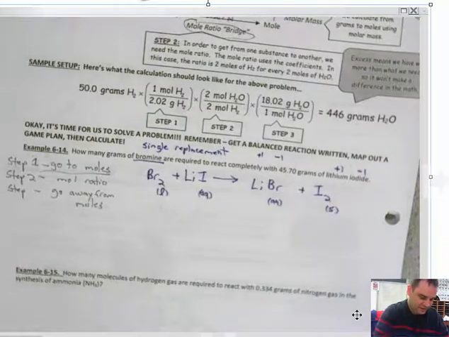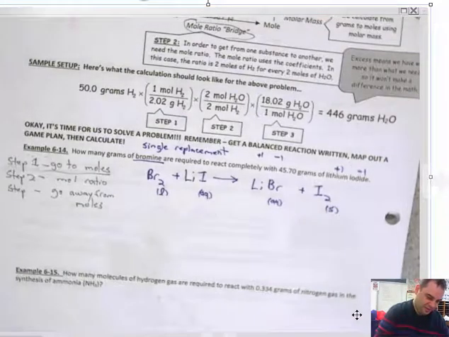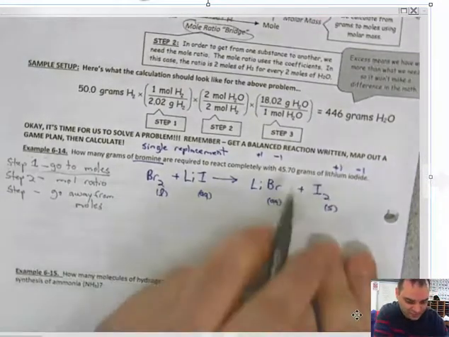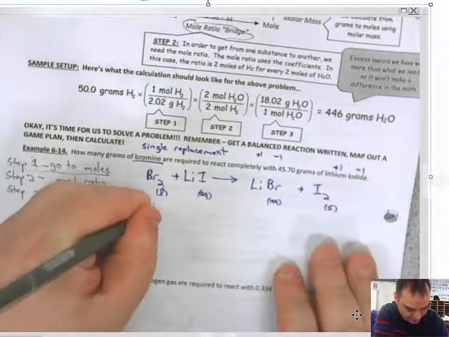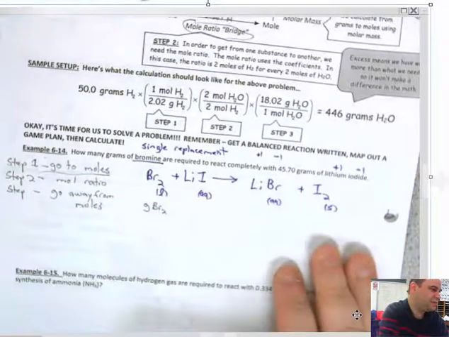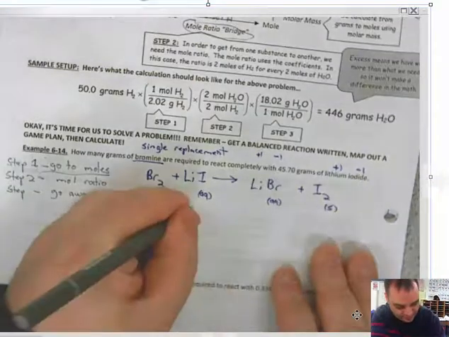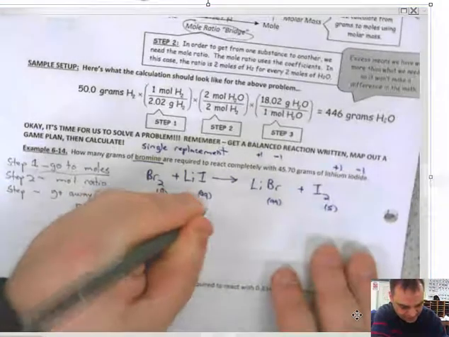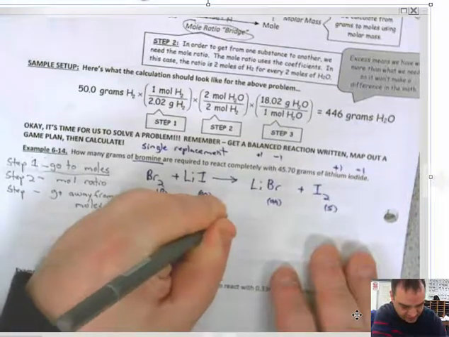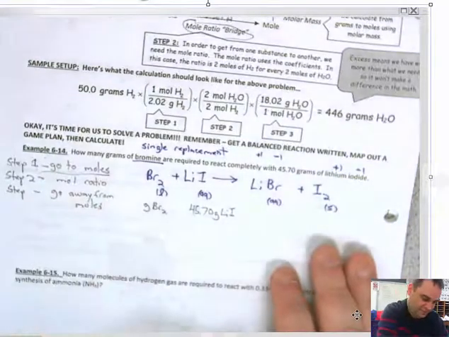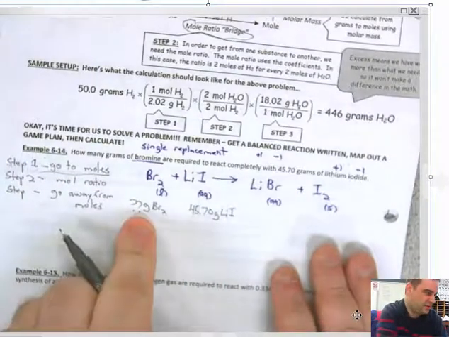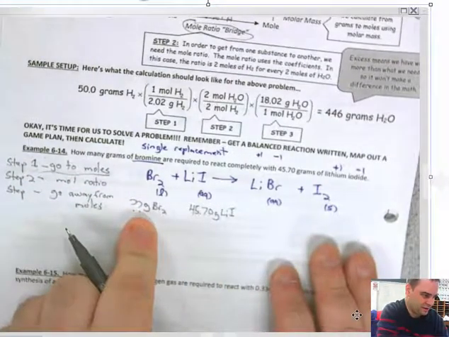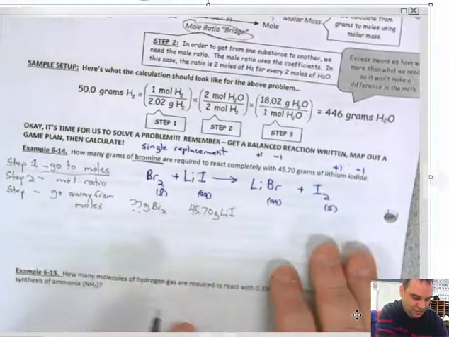Now I am going to make a map to teach you how to make a map here. So, we are looking for grams of bromine. That's what I'm looking for. We are starting off with 45.70 grams of lithium iodide. We cannot go straight across from here to here because we have to go through the mole bridge.